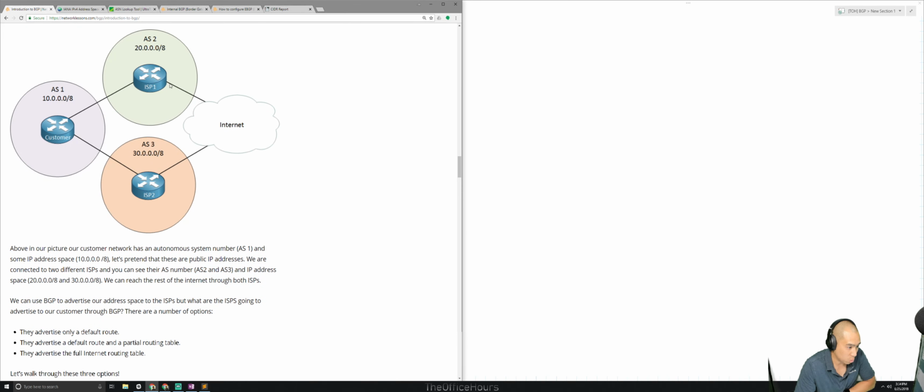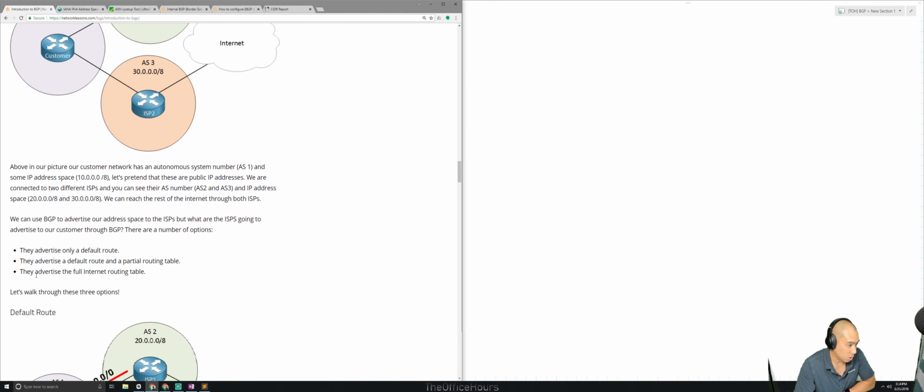And ISPs 1 and 2 connect to the internet, while the customers connect to ISP 1 and 2. Cool. Above in the picture, our customer network has an autonomous system number of 1 and some IP address of 10.0.0.0/8. Let's pretend these are public IP addresses. We are connected to 2 different ISPs, and you can see their AS numbers, AS2 and AS3, and address space 20/8 and 30/8. You can reach the rest of the internet through both ISPs.